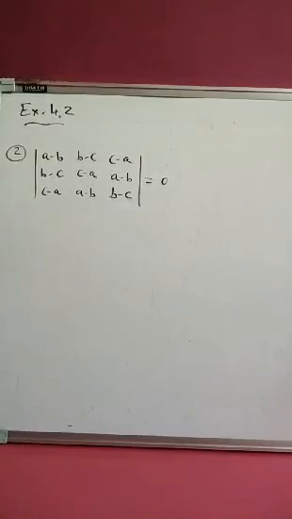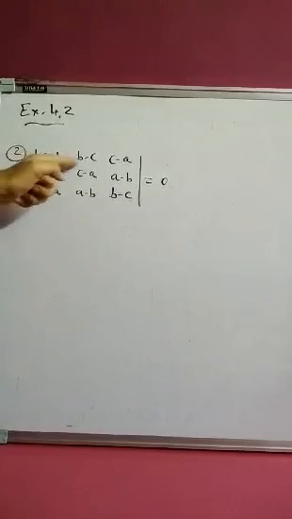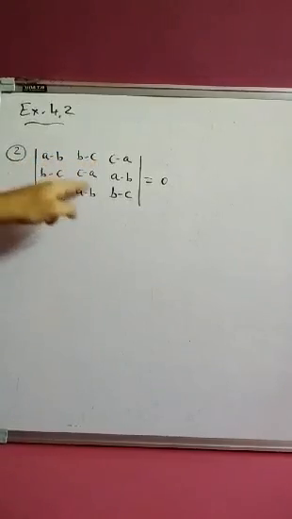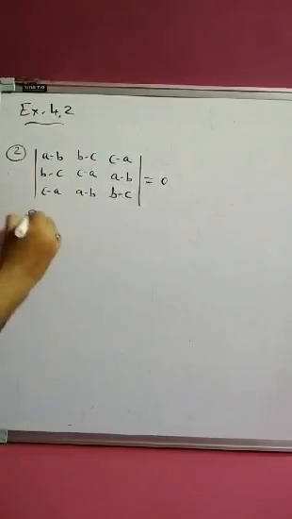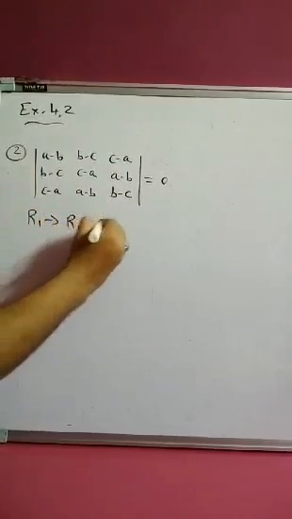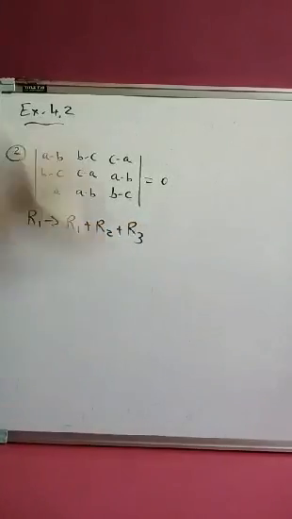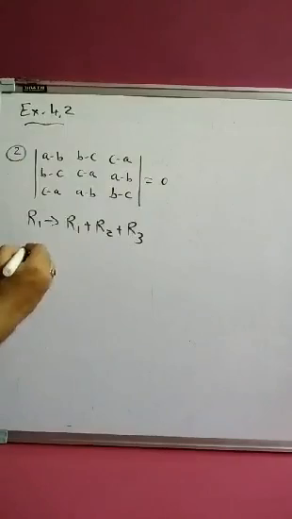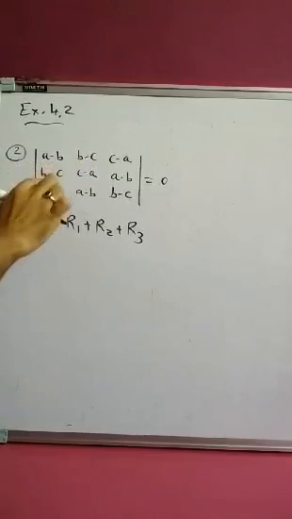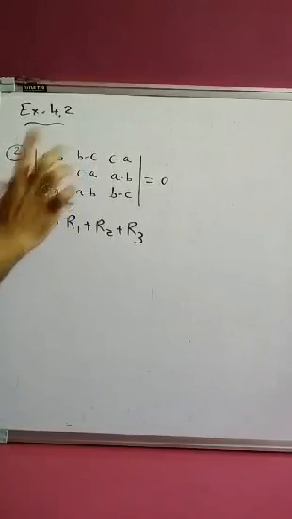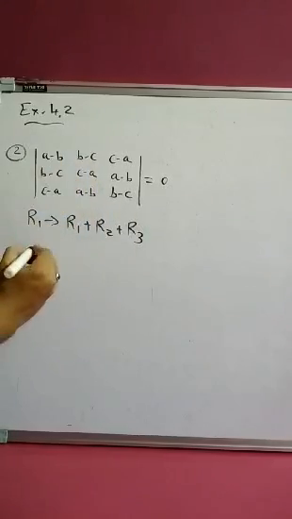Let us think. If we add row 1 and row 2, we will get A minus C, then C and C get cancelled, B minus A. It will be something different. But if I add row 1 as row 1 plus row 2 plus row 3, then we get A minus B plus B minus C. B and B get cancelled with each other, C and A also get cancelled.